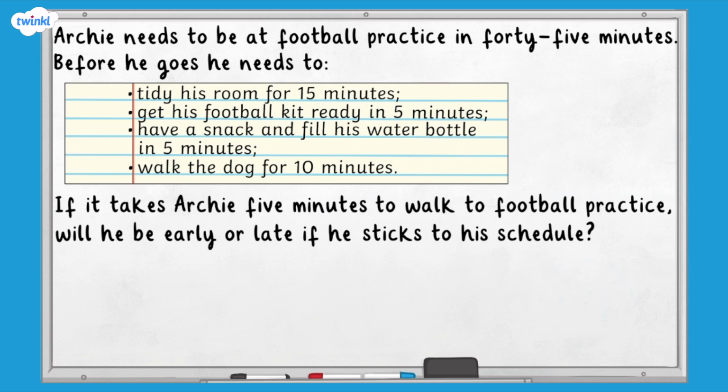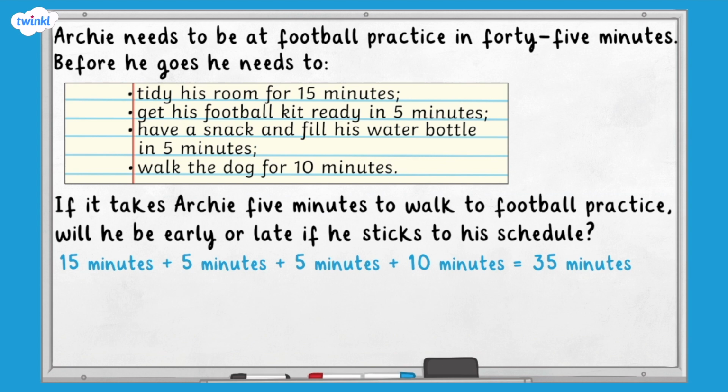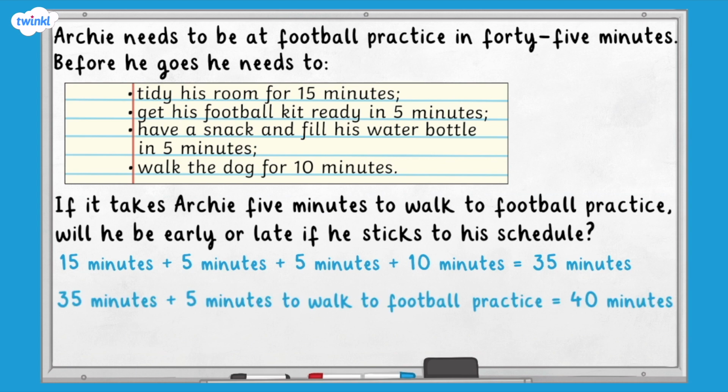Have you finished? Great, here's the answer. It will take Archie 35 minutes to complete his tasks, and a further 5 minutes to walk to football practice, giving a total duration of 40 minutes. Archie needed to be at football practice in 45 minutes, so he'll be 5 minutes early if he sticks to his schedule.